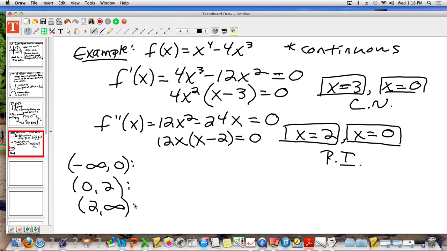All right, so give me some x values that I can check in each one of these intervals. What can I check from negative infinity to 0? Negative 1. Thank you for not saying negative 1/9. Joy. All right, what about from 0 to 2? 1. And then what about from 2 to infinity? 3.